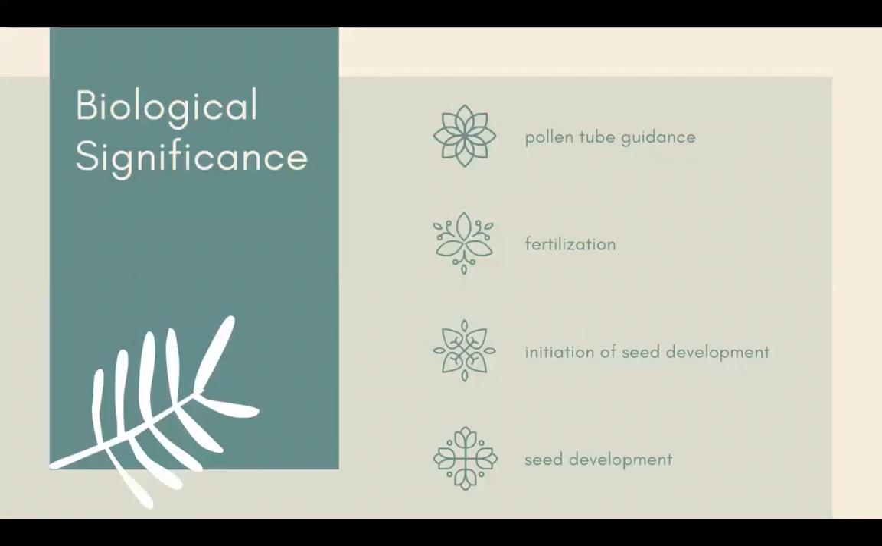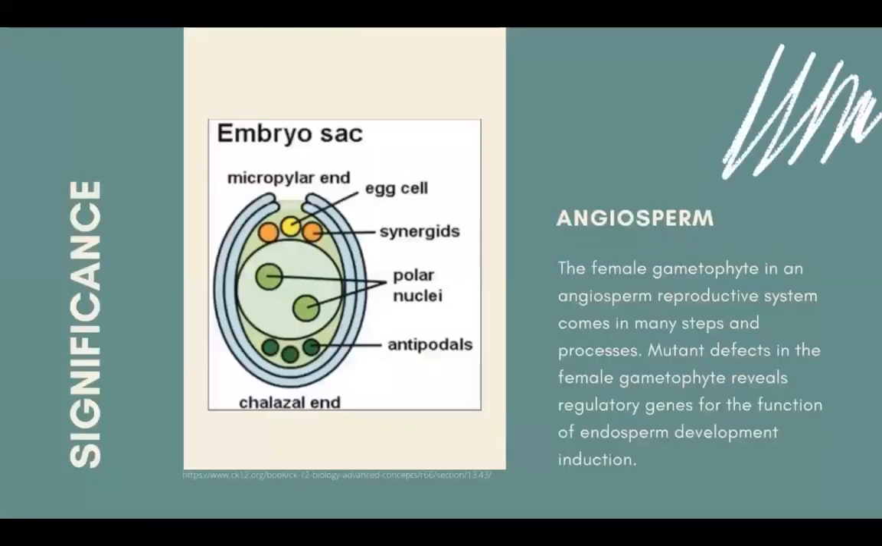So the biological significance has to do with pollen tube guidance, fertilization, initiation of seed development, and seed development. The significance of the female gametophyte in an angiosperm reproductive system comes in many steps and processes. Mutant defects in the female gametophyte reveal regulatory genes for the function of endosperm development induction.